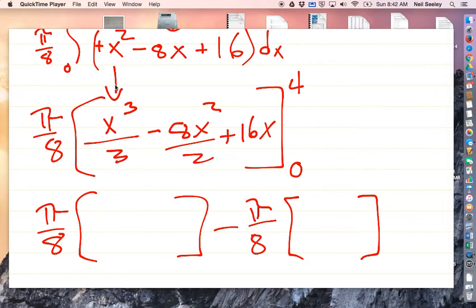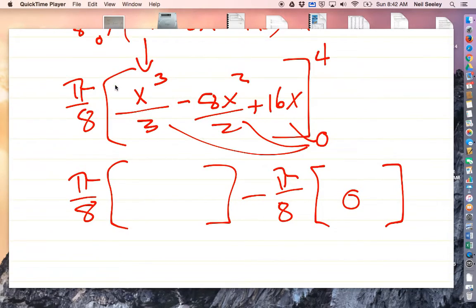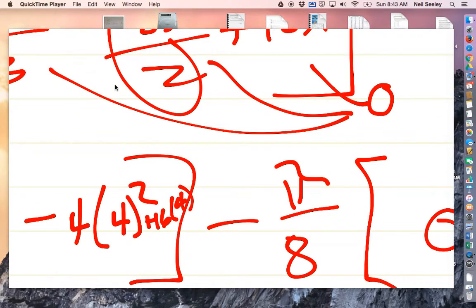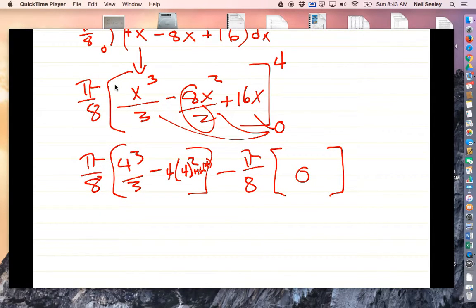By the way, if you put 0 in for each one of these, you get 0, which is nice. So it's really about what you get from putting in 4 cubed over 3, minus 8 over 2, which is just minus 4 times 4 squared, and then 16 times 4. Sorry, that's so tiny. But that's just what you get from plugging it in, times pi over 8. That'll give you that exact answer. All right, enjoy.